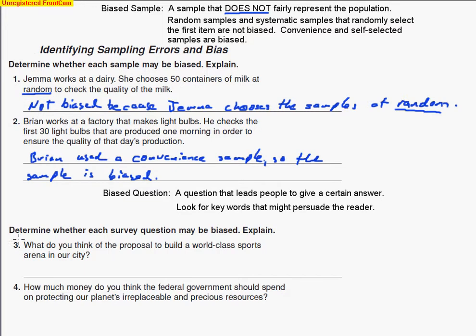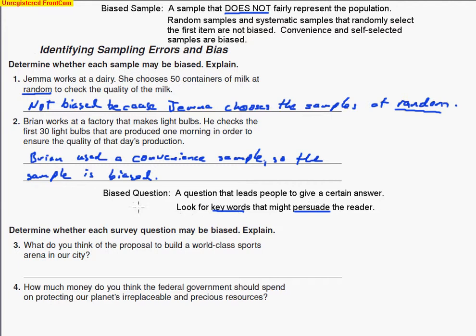And looking at the next one, determine whether each survey question may be biased or not. First of all, a biased question is a question that leads people to a certain answer. People oftentimes use biased questions to make it seem like their point is the one that we should go with. However, what we're looking for are key words. So look for those key words that persuade. Persuade means to make the person want to follow whatever that other individual was saying. So we would look for key words that persuade the reader.